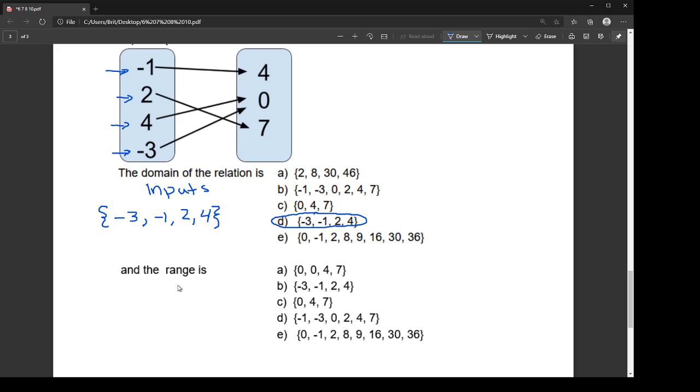So now the range is a listing of all of the outputs, or all of the y values. When we do this, again, it has to be in numerical order, so counting order. And if there's any repeats, you have to just write it once. So my smallest value for my output is 0, and then 4, and then 7. So in this case, C is our range.